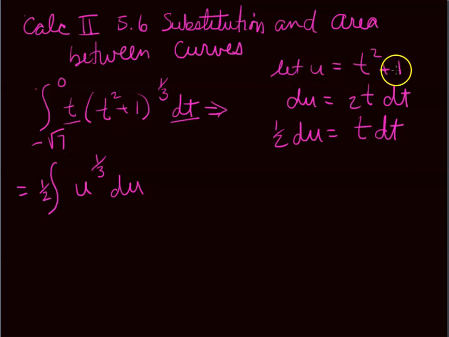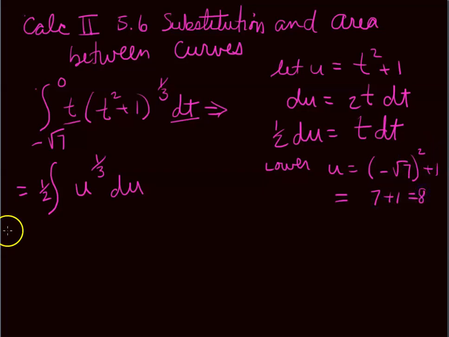If u is t squared plus 1 and t is the negative square root of 7, the lower limit, u is equal to this negative square root of 7 squared plus 1. When you square a negative, it's a positive, and the square root of 7 squared is 7. So we get 8 for that lower limit.